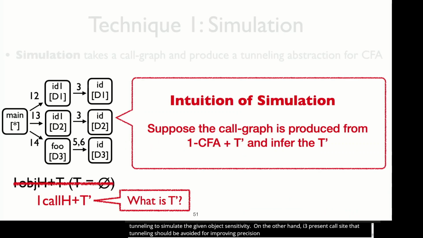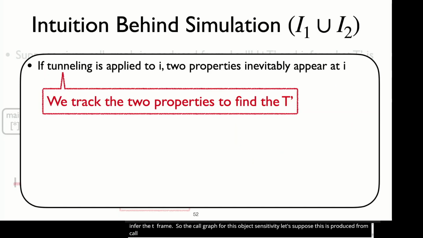So now let me introduce the intuition of simulation. Suppose the call graph is produced from call site sensitivity with a tunneling abstraction T', and we want to infer T'. So the call graph is produced from object sensitivity. Let's suppose this is produced from call site sensitivity. In call site sensitivity, if tunneling is applied to a call site, two properties inevitably appear at the call site. And we will track the two properties to find T'.